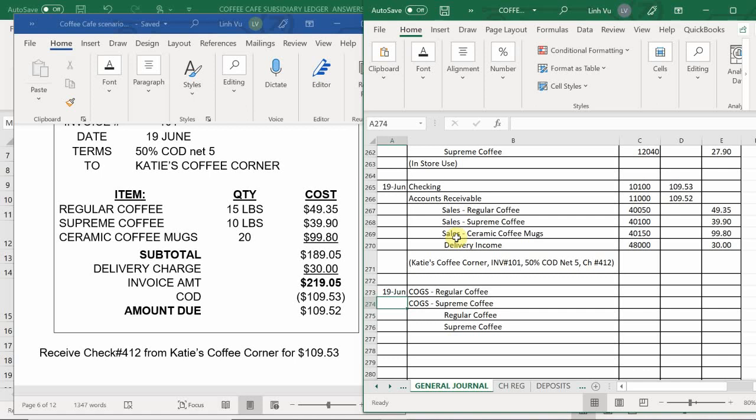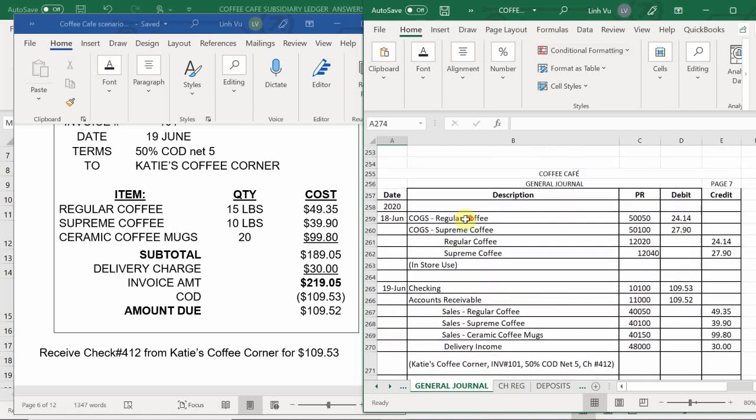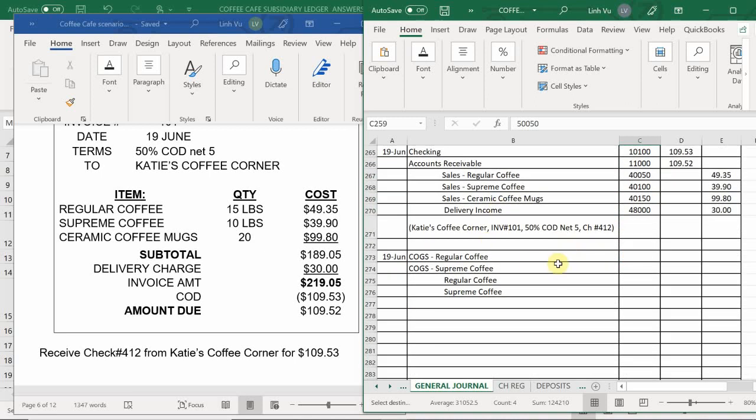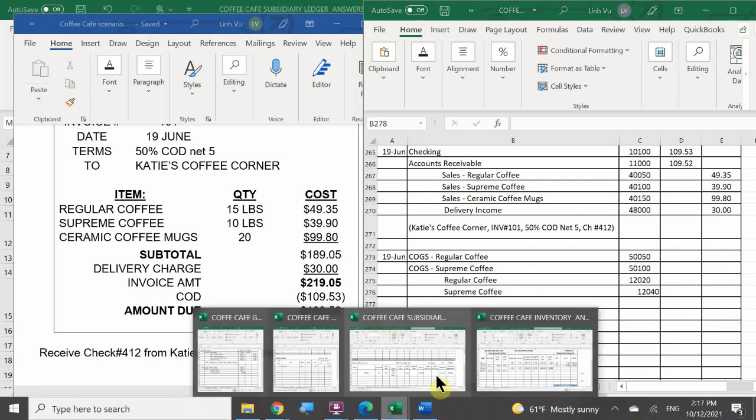So in this case, we're already given the information right here, right? That we sold 15 pounds of the regular and 10 pounds of the supreme. Okay? So that's pretty straightforward. Since we sold those amounts, we need to calculate those amounts. So let's go ahead and go to our inventory worksheet.